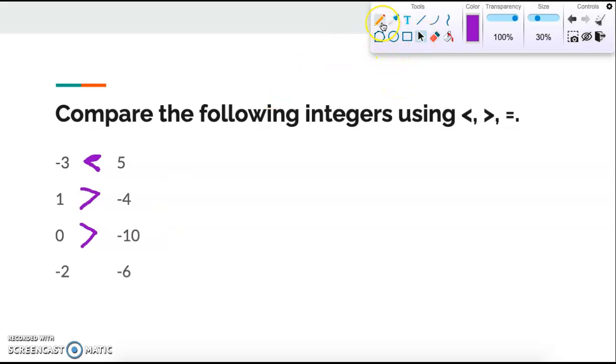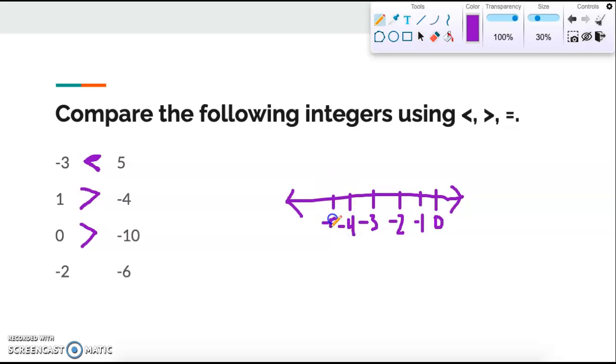Now when we have two negative numbers, things might be a little bit trickier. So think about this, right? -2 and -6. If I think of my number line, right? If I have 0 over here, then I would have -1, -2, -3, -4, -5, and -6. Okay, the number further to the right is -2. Okay, so that means -2 is greater than -6.